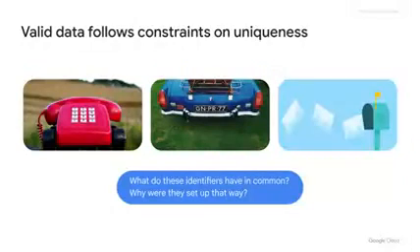First up, validity. Data follows constraints on uniqueness. So what do three of these images have in common? They're all unique identifiers, right? That telephone represents a unique number where I can reach you and you can reach me. If somebody else had my same number, I'd be worried. I don't even know how that would work. You would call me and then two people would answer. It just wouldn't work, right?